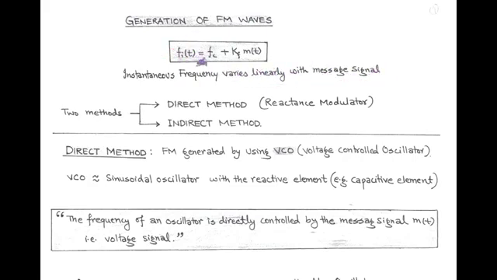And the relationship is instantaneous frequency equals carrier frequency plus kf into m(t), where kf is called frequency sensitivity of the modulator measured in Hz per volt. Now first we talk about the direct method of generation of FM wave. This is also called reactance modulator.